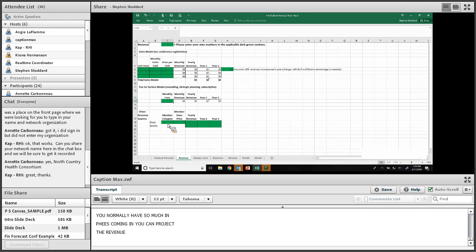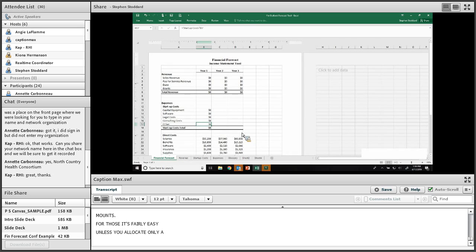The first one's a sales model, for example, the conference registrations. You take the number of items sold times the monthly units sold and your price per unit. And basically you can project your monthly revenue, your yearly revenue, and so forth. Right now I've got it set up so it assumes a 10% revenue increase in this particular model.